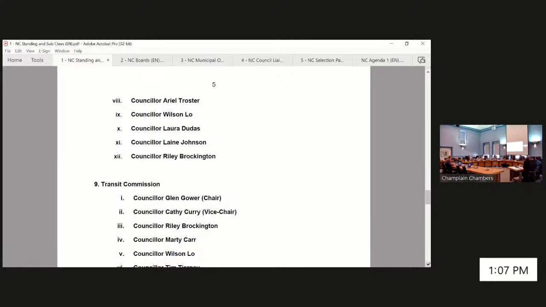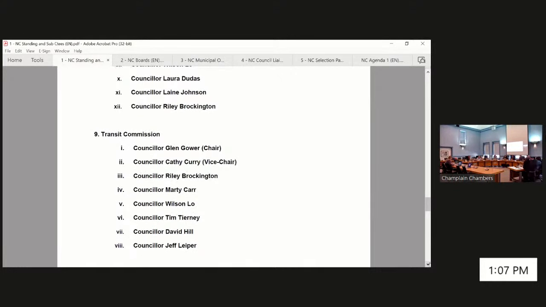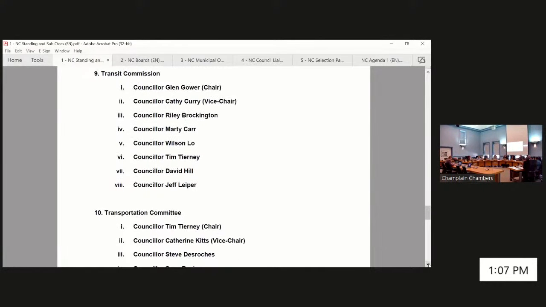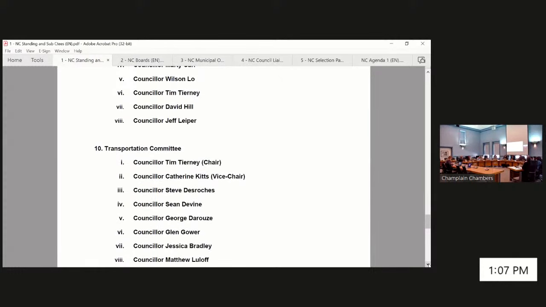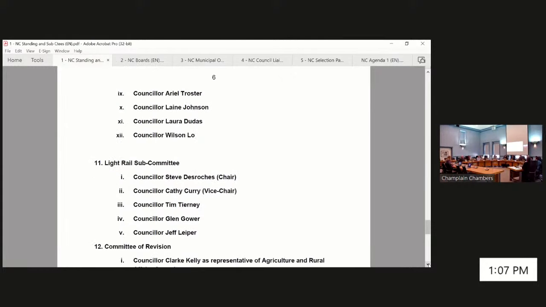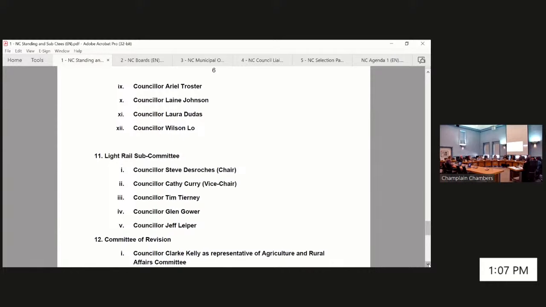For Transit Commission, Councillor Gower is Chair, Councillor Curry as Vice Chair, Councillor Brockington, Councillor Carr, Councillor Lowe, Councillor Tierney, Councillor Hill, and Councillor Leeper. Transportation Committee, Councillor Tierney as Chair, Councillor Kitts as Vice Chair, Councillor DeRoche, Councillor Devine, Councillor Derues, Councillor Gower, Councillor Bradley, Councillor Luloff, Councillor Troster, Councillor Johnson, Councillor Dudas, and Councillor Lowe. For the Light Rail Subcommittee, Councillor DeRoche as Chair, Councillor Curry as Vice Chair, Councillor Tierney, Councillor Gower, Councillor Leeper.